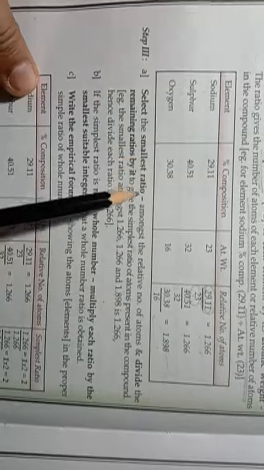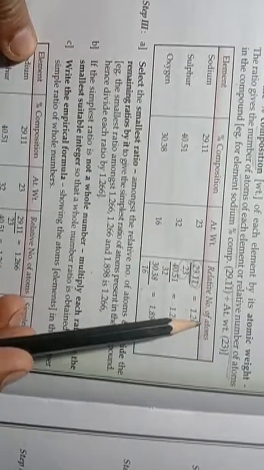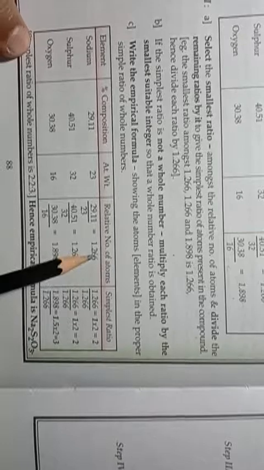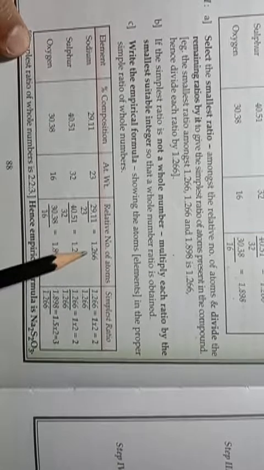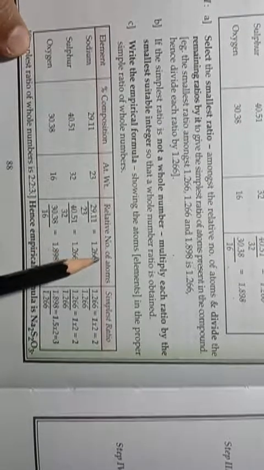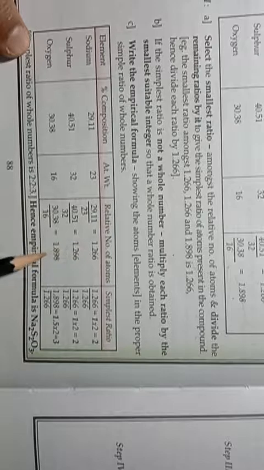select the smallest ratio amongst the relative number of atoms and divide the remaining ratios by it to give the simplest ratio of atoms present in the compound. So this is the relative number of atoms. Now we are going to calculate the simplest ratio of the atoms of different elements. To find that out, we have to divide all the relative numbers of atoms by the lowest value.